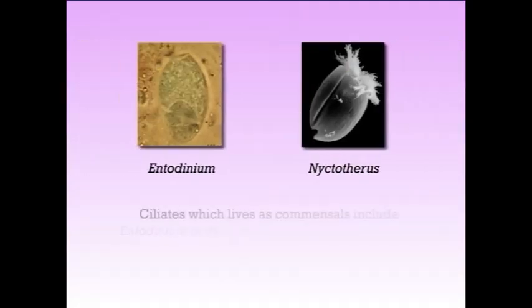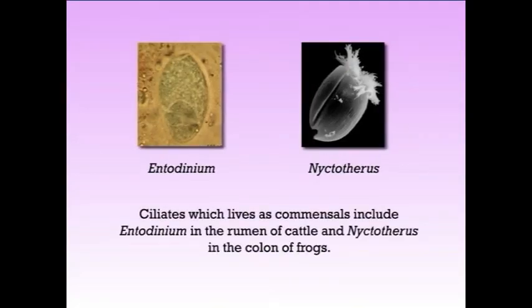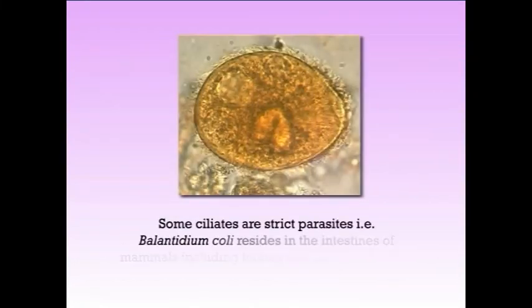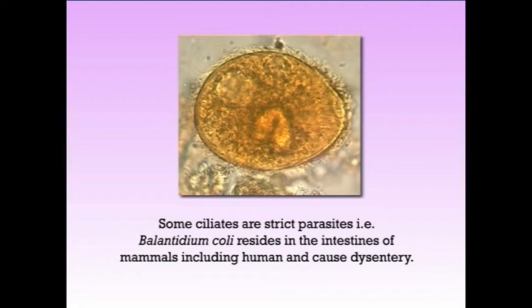Further, reproduction in ciliates is carried out asexually by transverse binary fission and sexually by conjugation. Ciliates which live as commensals include Entodinium in the rumen of cattle and Nyctotherus in the colon of frogs. Some of the ciliates are strict parasites. One example is Balantidium coli, which resides in the intestine of mammals, including humans, and causes severe dysentery.